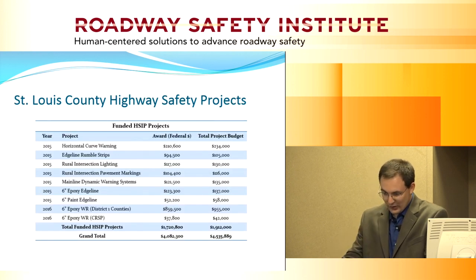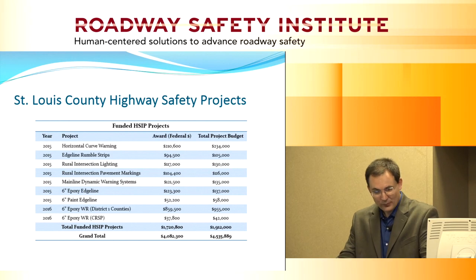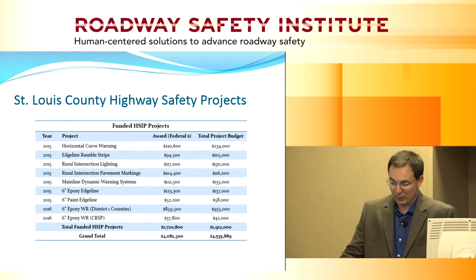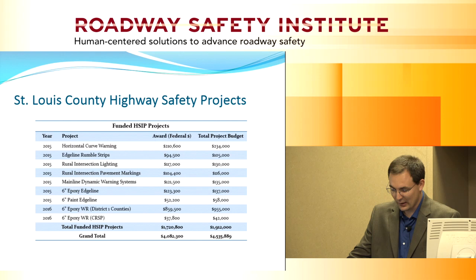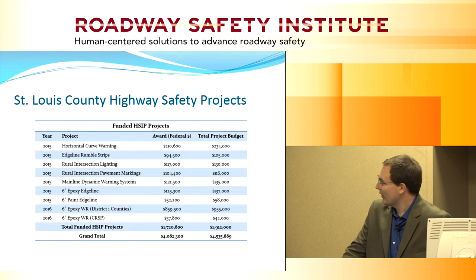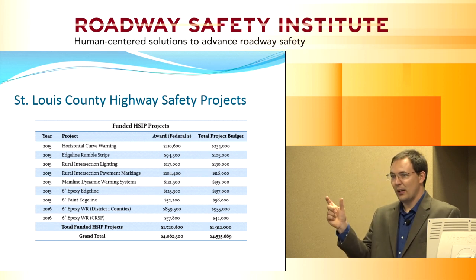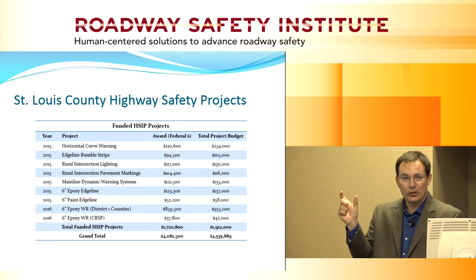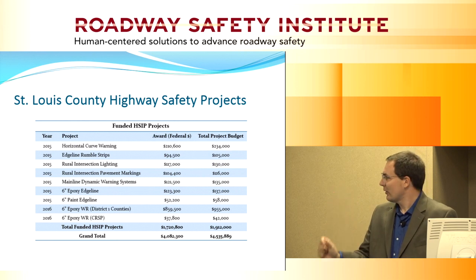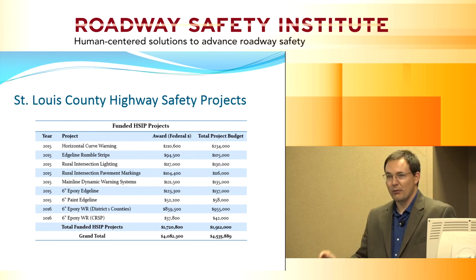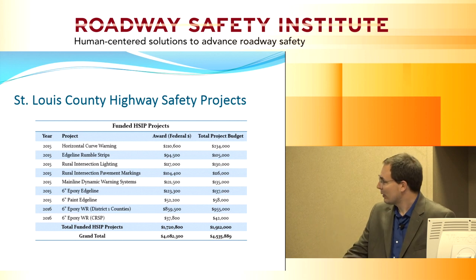Here's a list of projects that we actually did in St. Louis County that were directly out of our county road safety plan. You can see the amounts that we spent on these different projects. But look at the focus areas. Curve warning, edgeline rumble strips, intersection lighting, 6-inch epoxy edgeline. That's just, think of it as a wide edgeline. A standard edgeline is 4 inches. A wide edgeline is 6 inches. But there's apparently some benefit of having a wide edgeline of reducing run-off-the-road crashes.